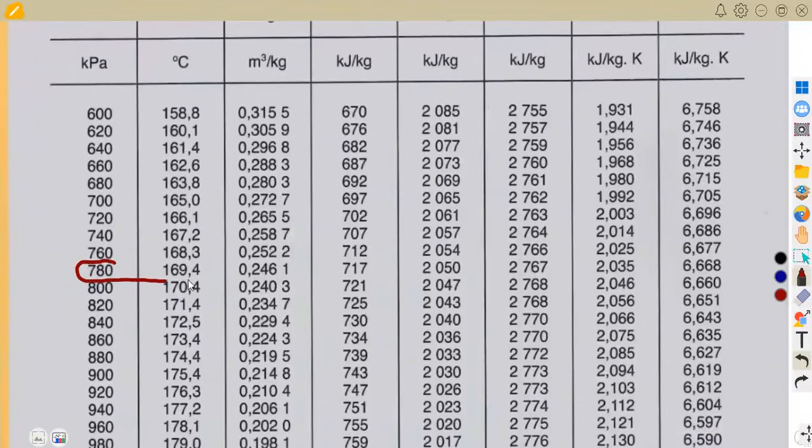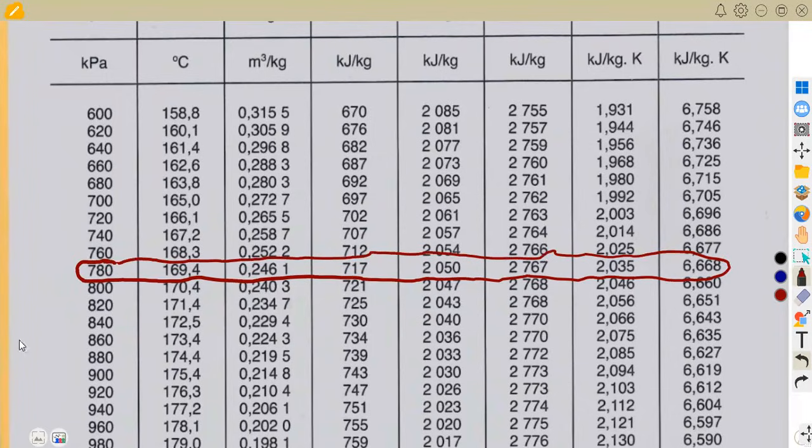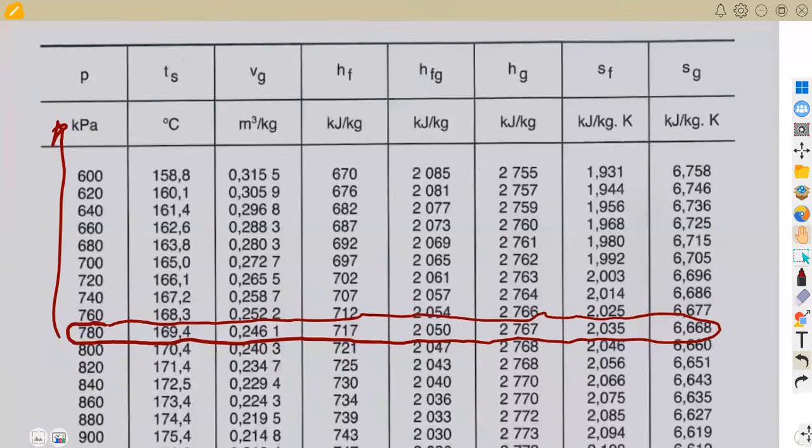780, it's here. So we are going to consider these values that are under 780. All right, so let's just hope I'm not going to affect this. Sorry for that. So this is what we are going to consider, under 780 kilopascal on your pressure. What do we need in this case? Remember, we need HF there and HFG.